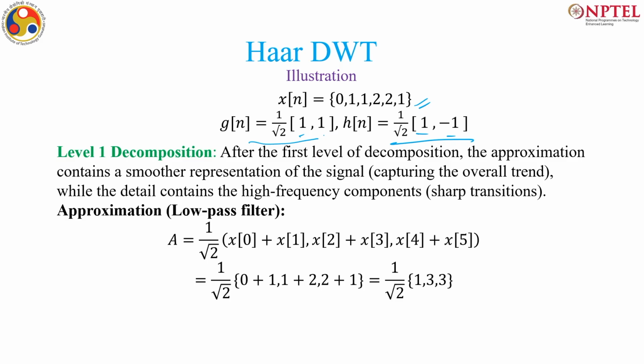Now, this thing you also observed in our 2-point DFT, which was used in FFT. And then why this division by square root of 2? Now, this is just to ensure that the energy is conserved in both the time and the wavelet domain or frequency domain. So, how do we do the level 1 decomposition? So, as I said, we need to convolve this.